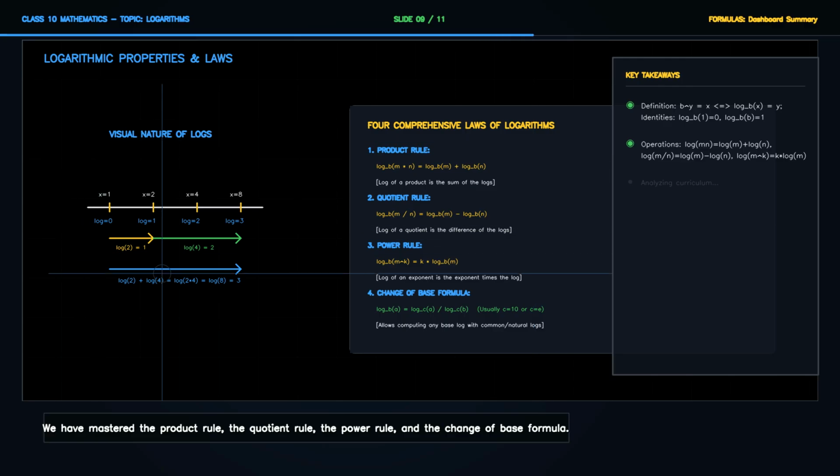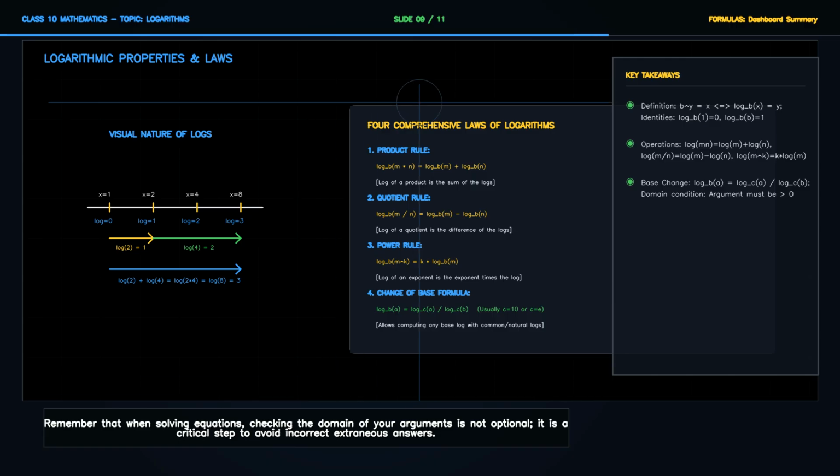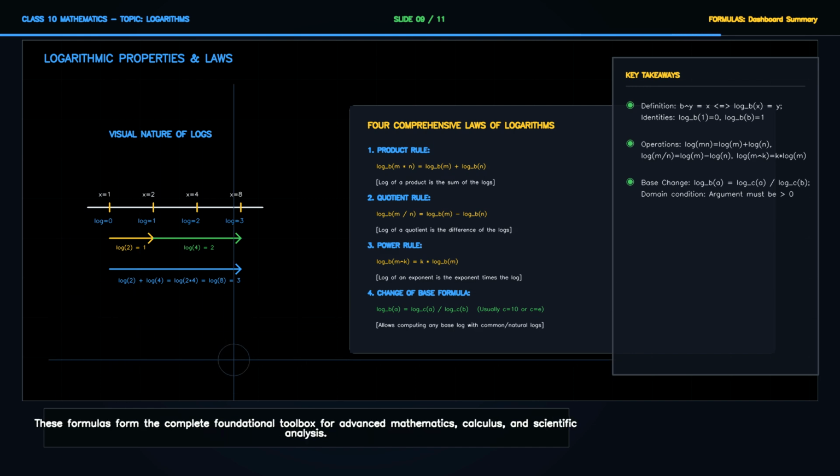Remember that when solving equations, checking the domain of your arguments is not optional. It is a critical step to avoid incorrect extraneous answers. These formulas form the complete foundational toolbox for advanced mathematics, calculus, and scientific analysis.